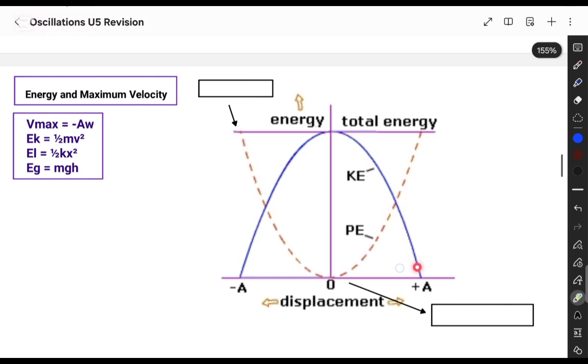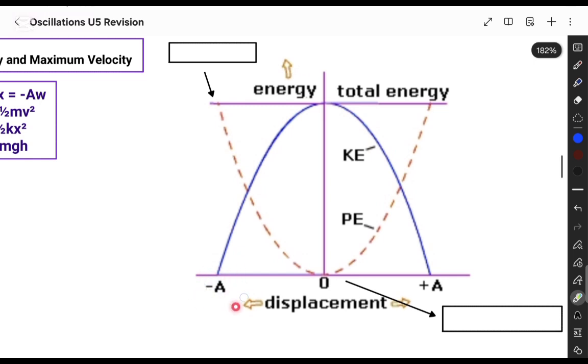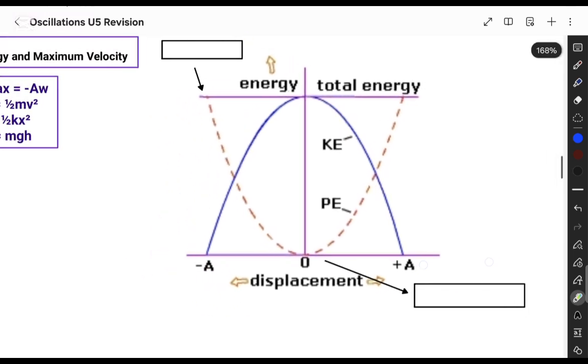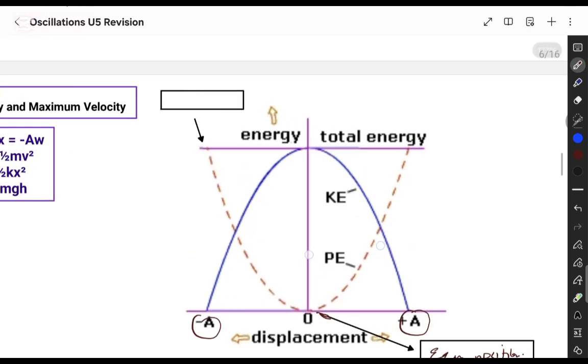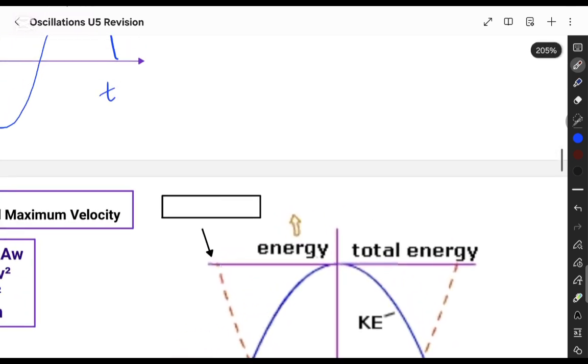Okay, and then typically in oscillation, now this is going to be the displacement against energy graph. So here we have the amplitude. Here we have the amplitude, and this is going to be the equilibrium position. And this here is going to be the maximum displacement. Okay.